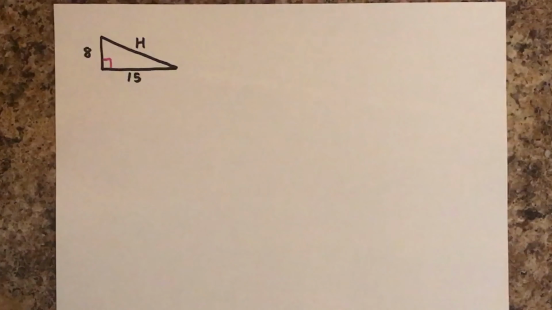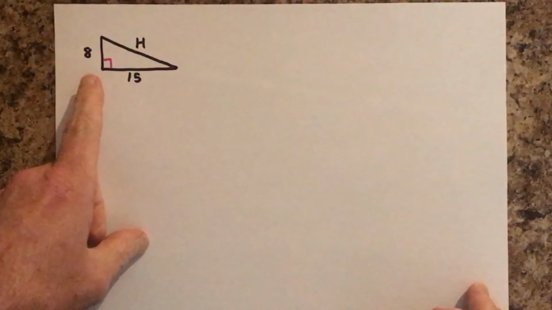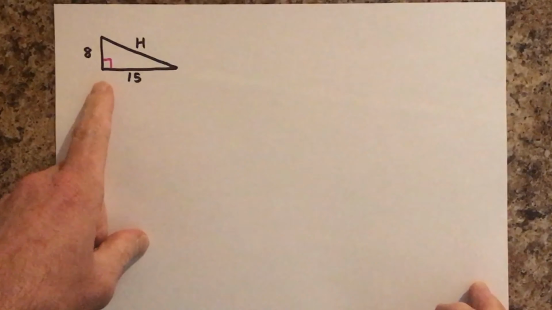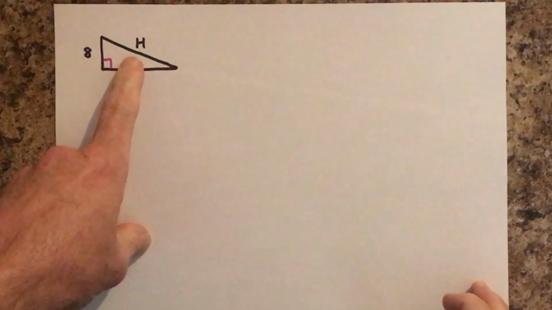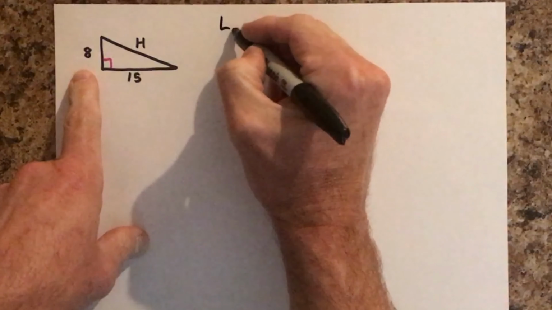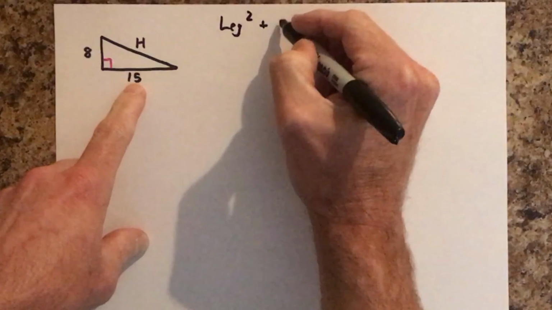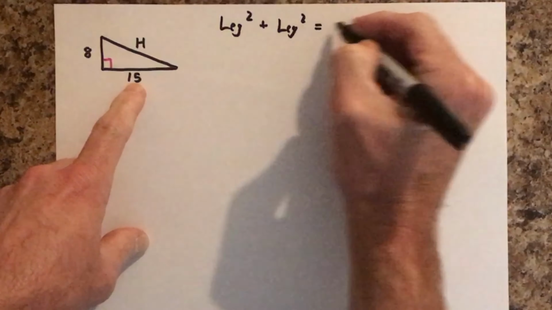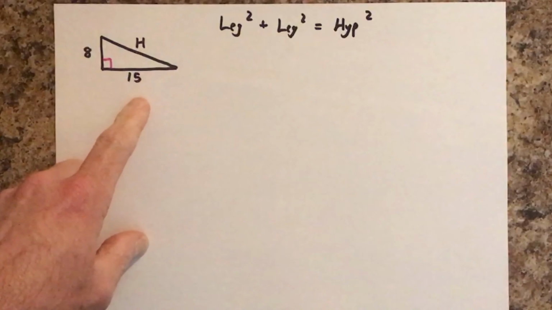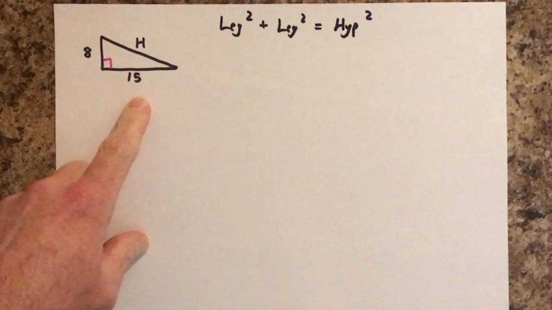The Pythagorean theorem allows us to find the lengths of sides of a right triangle. If we know two sides, we can always find the third. The formula is leg squared plus leg squared equals hypotenuse squared. Sometimes you hear it said as a squared plus b squared equals c squared.